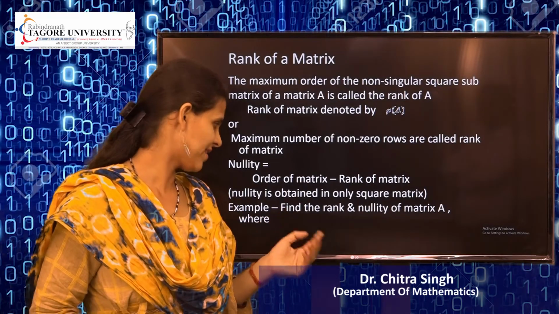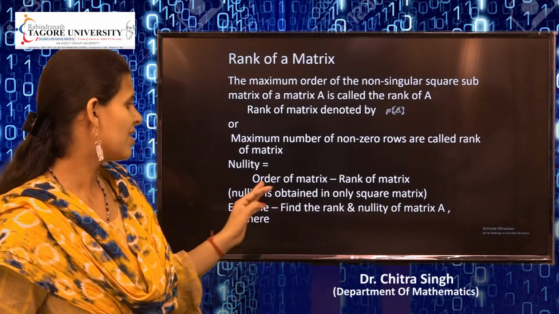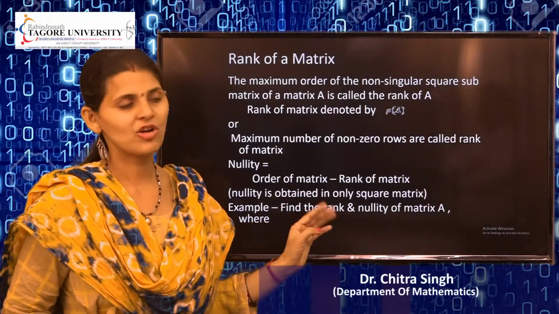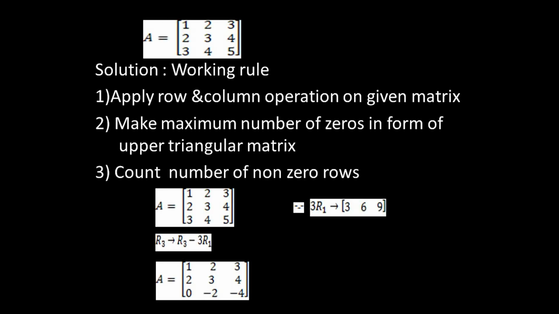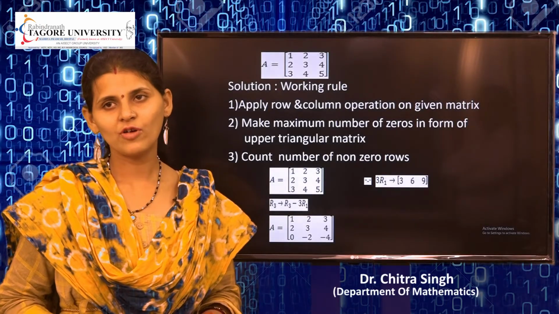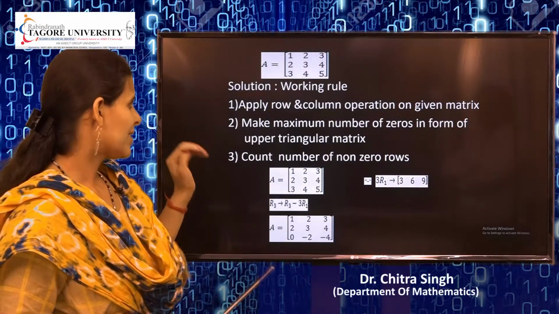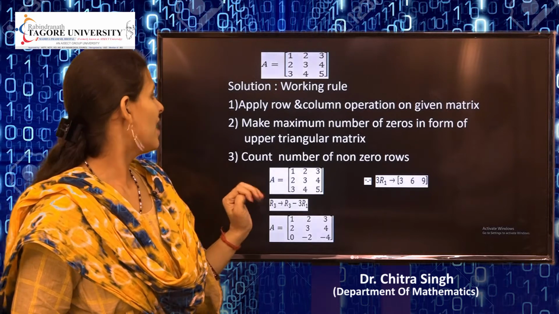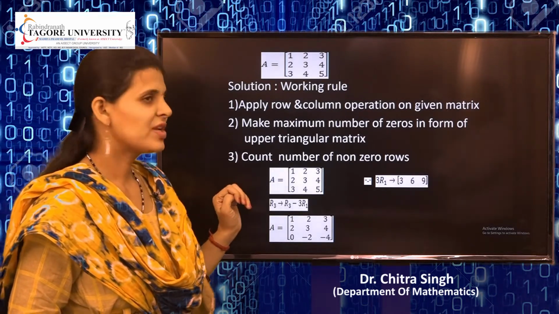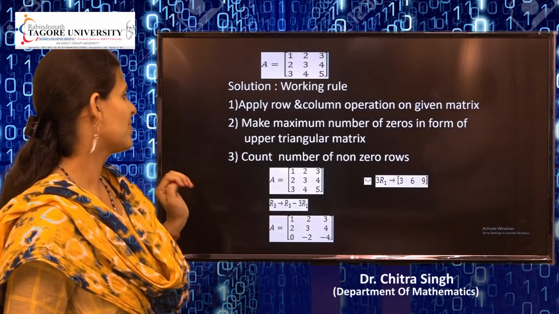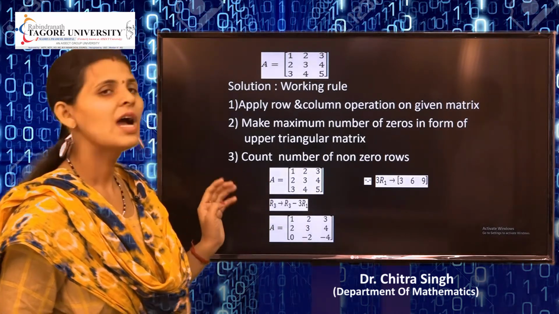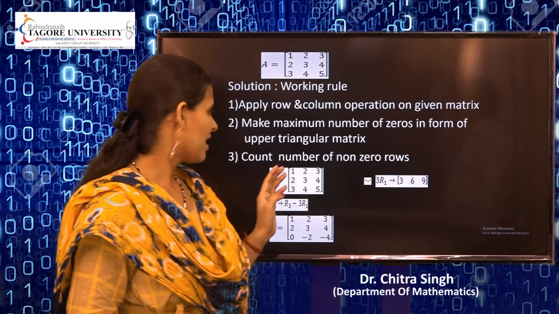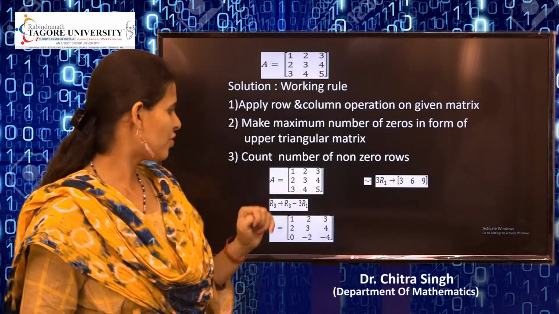So we do an example of rank and nullity of a matrix. Find the rank and nullity of the matrix A equals 1 2 3, 2 3 4, 3 4 5. So the working rule for obtaining the rank of a matrix: firstly, apply row and column operations on the given matrix. Second, make the matrix an upper triangular matrix with the maximum number of zeros. Count the number of non-zero rows.